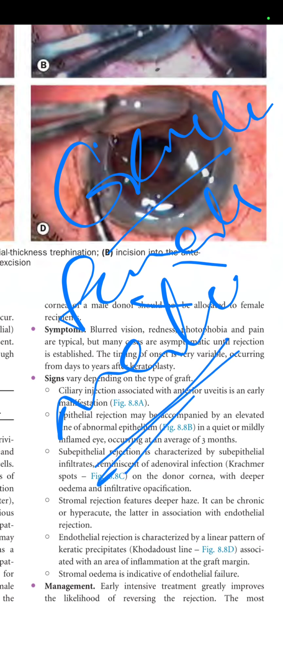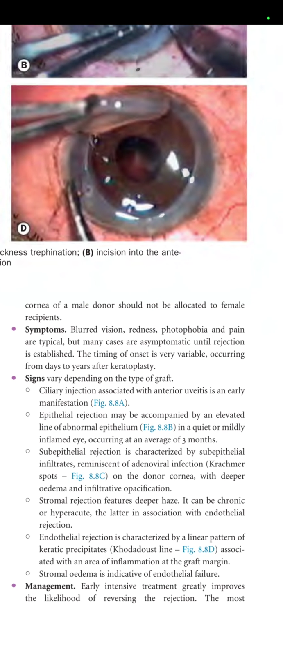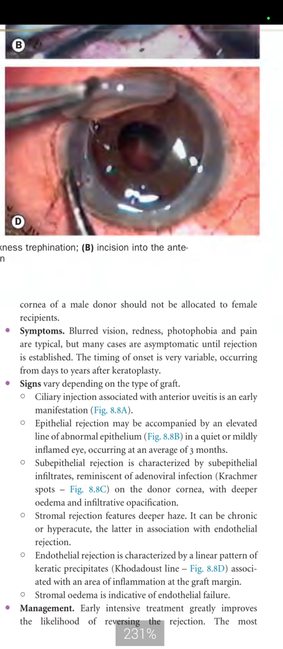Male cannot give it to everyone. Male can only give it to male. Symptoms are blurred vision, redness, photophobia, pain are typical. So what are the symptoms that a patient is having a corneal rejection? Patient will present you with the blurriness of vision. He will tell you that he has a redness, increased sensitivity to light and pain.